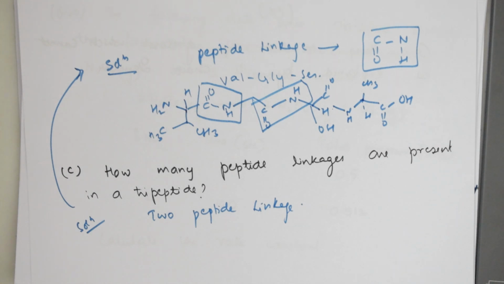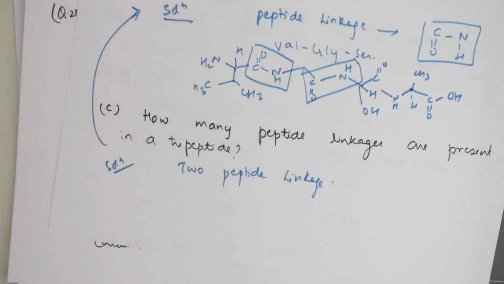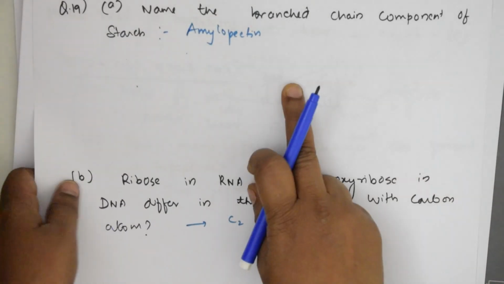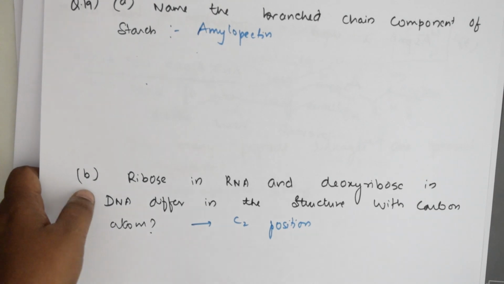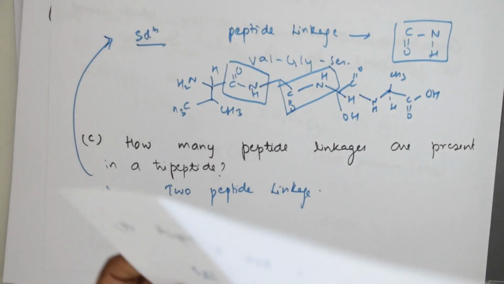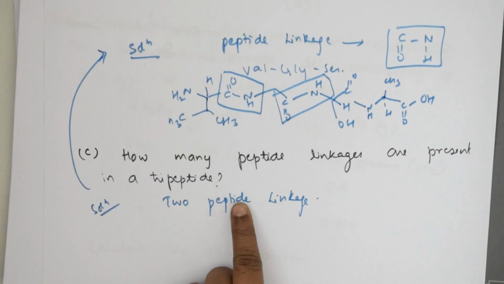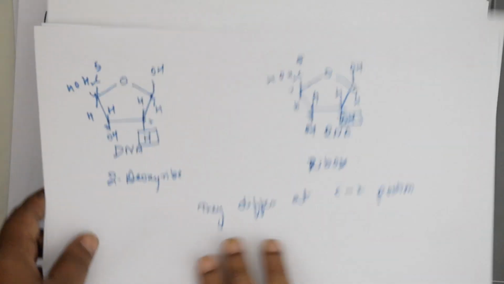Let me show this to you. After question 18, I picked up question number 19. This is the first question, where we wrote amylopectin. This is the second question, where I showed you the structure of DNA and RNA. After that, I turned the page and did this question, part C, peptide linkages, where I gave the answer here. So let's come back and do the next question.